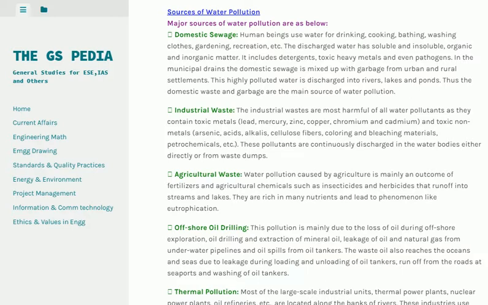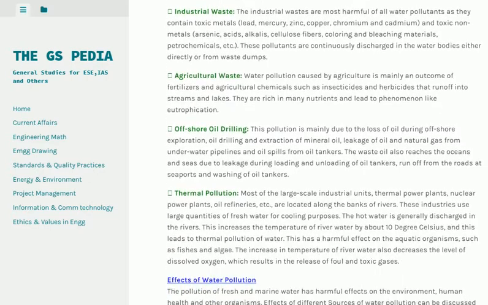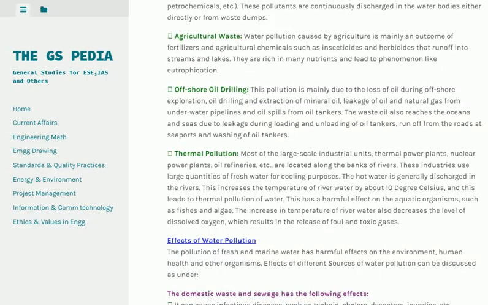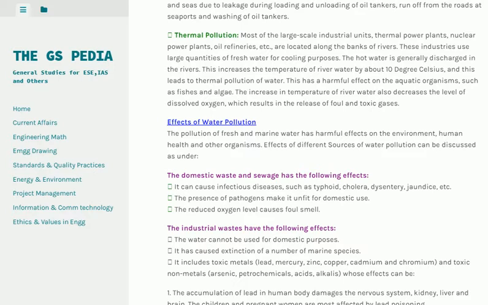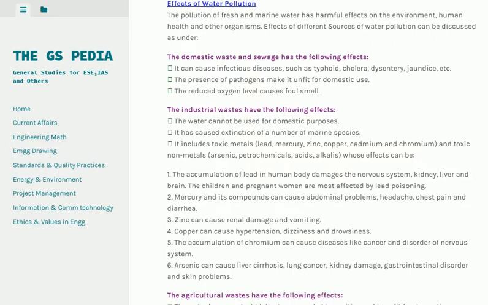It can cause infectious diseases, such as typhoid, cholera, dysentery, jaundice, etc. The presence of pathogens makes it unfit for domestic use. The reduced oxygen level causes foul smell. The industrial wastes have the following effects. The water cannot be used for domestic purposes. It has caused extinction of a number of marine species.